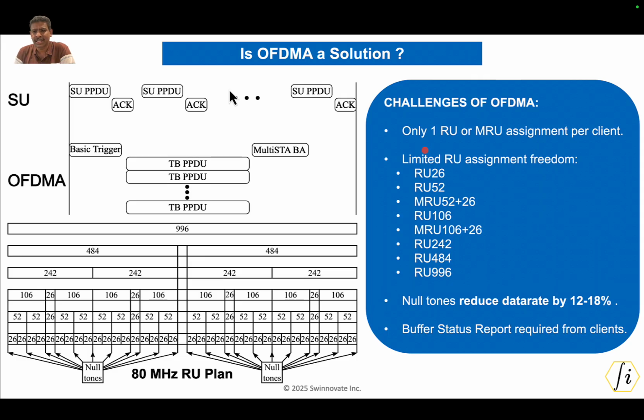The first among them, I would say, is this constraint that one client can be assigned only one resource unit or one multiple RU unit. The word multiple RU gives you the impression that you can assign multiple RUs to a client, but that's not actually correct. You can assign only one MRU or RU to a client. So these are the RU assignment constraints that we have, and the AP has to work within these constraints. Remember, all these RU assignments are specified in this basic trigger frame. What is the problem of having this constraint in terms of assignment is that it's going to complicate the scheduling algorithm.